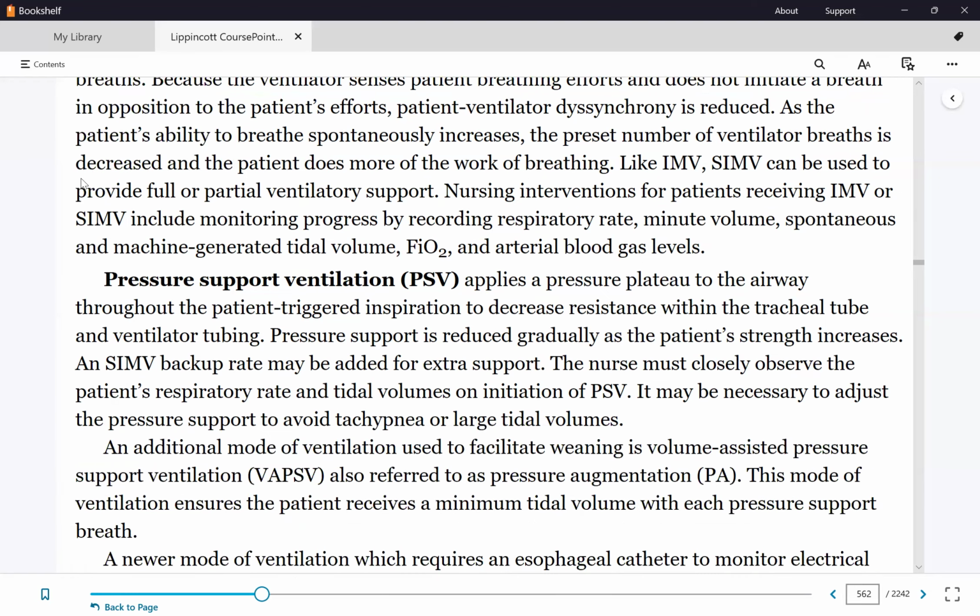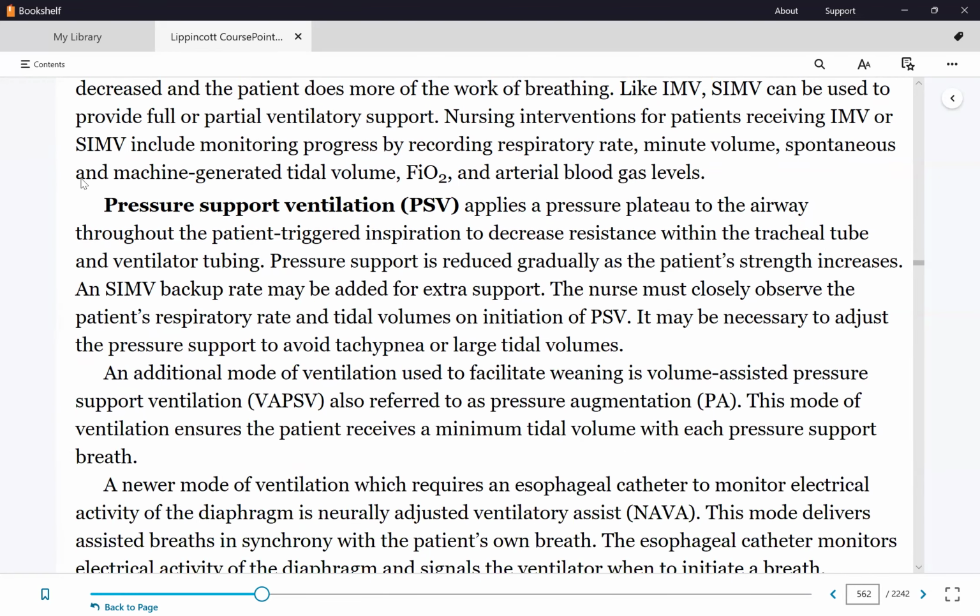PSV. This is a purely weaning mode. It can't be used as a vent mode. It's only for weaning because this is a pressure mode. There's only one setting here, pressure. It only has a preset pressure. No preset rate, no preset tidal volume.